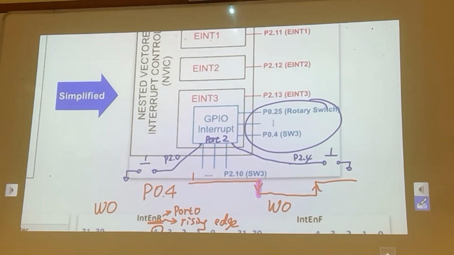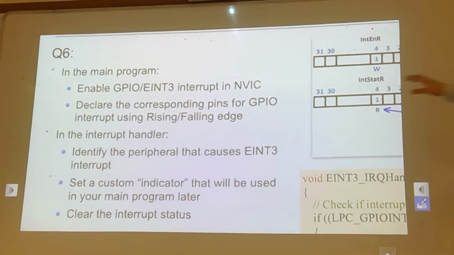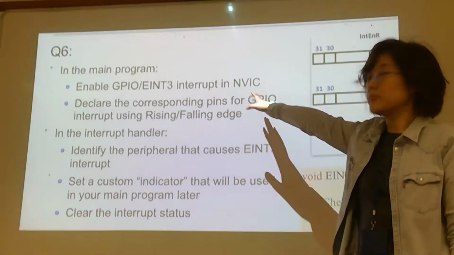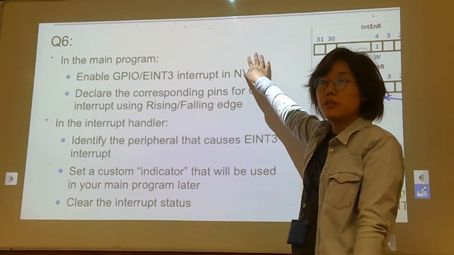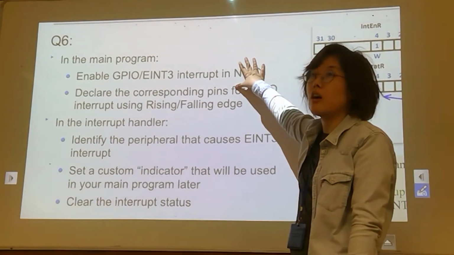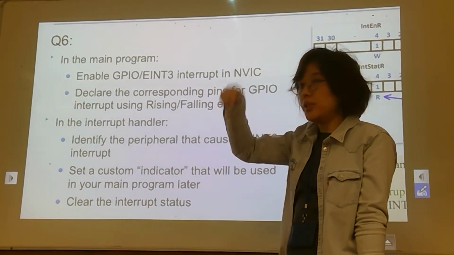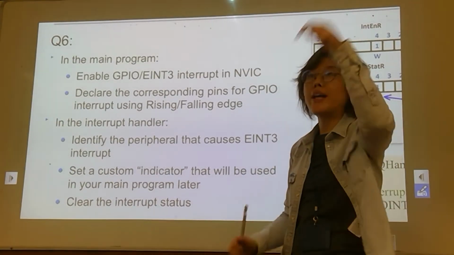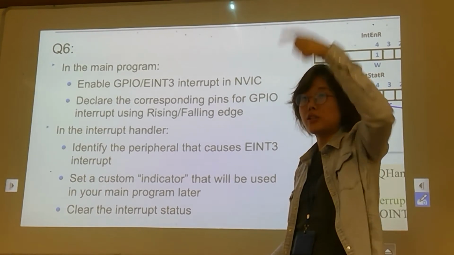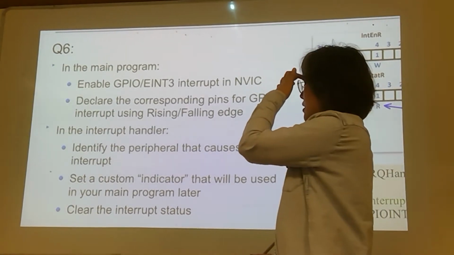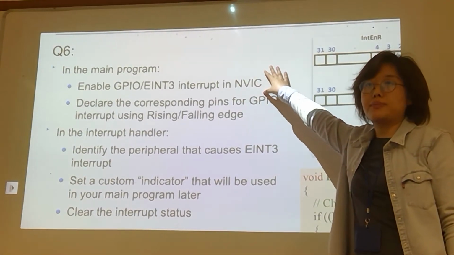So what you need to do is, in your main program, you need to enable your GPIO or EINT3 interrupt. This one needs to be enabled. By default, it is not. For those who have done your lab already, you didn't do anything for interrupt. You just do the regular routine. Your program keeps sensing the buttons in the main function, so it's not interrupt. If you want to use interrupt, you need to enable the interrupt first.